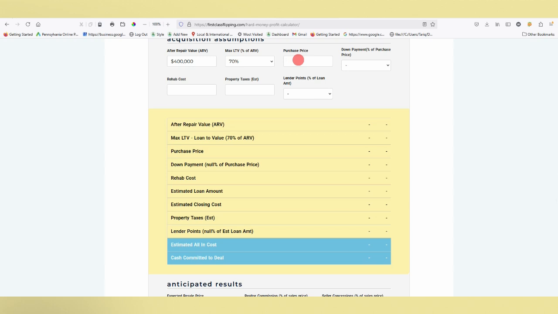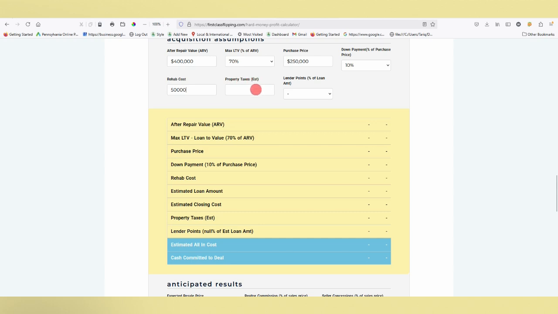Let's say you found a good off-market deal, and the seller wants $250,000. So we put 250,000. Next it's going to ask you, what is your down payment? Most of the time, if you're using hard money, they're going to ask you for a down payment, depending on your relationship. So let's say you have to put down 10%. Now it asks, what is your rehab cost? How much do you think it's going to cost to renovate this property? Let's say you have a budget of $50,000 for the renovation.